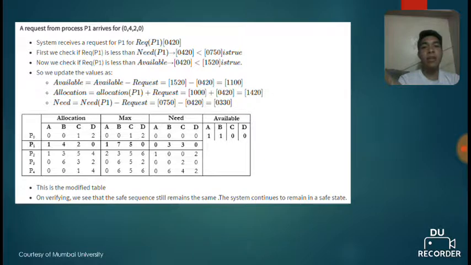On verifying, we see that the safe sequence still remains the same. The system continues to remain in a safe state.